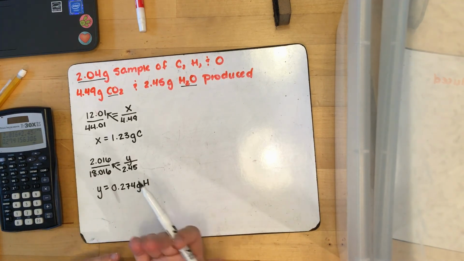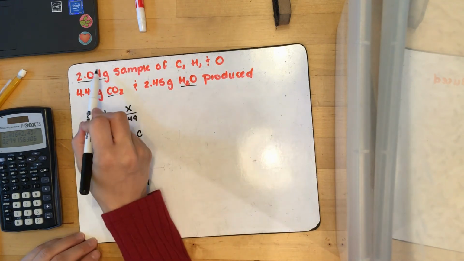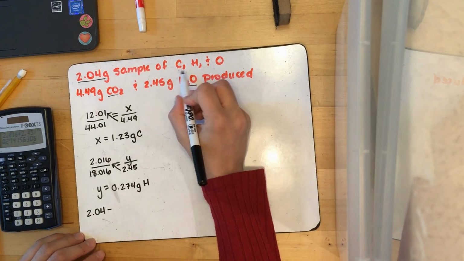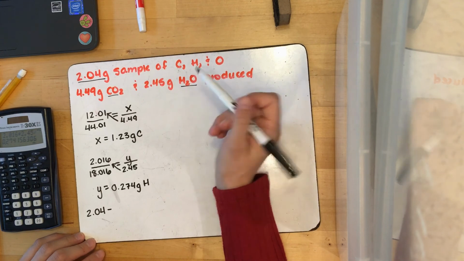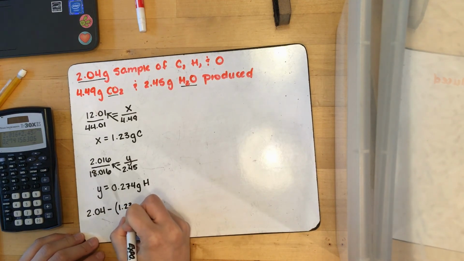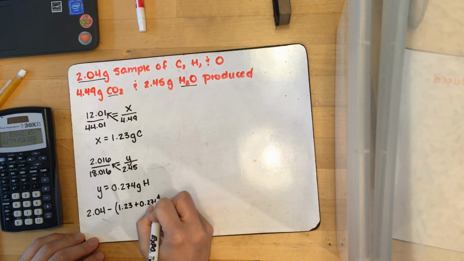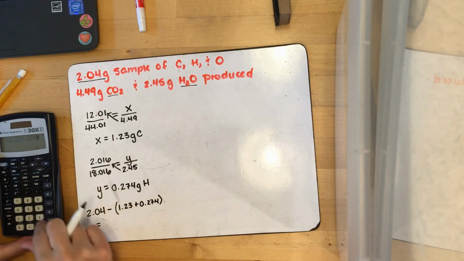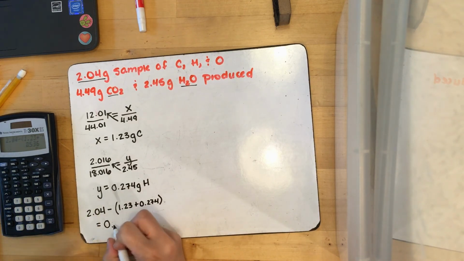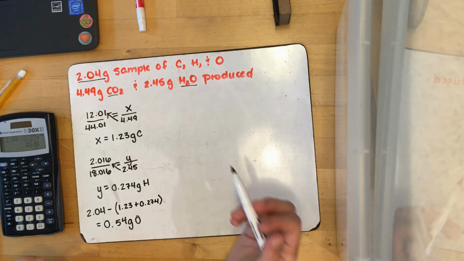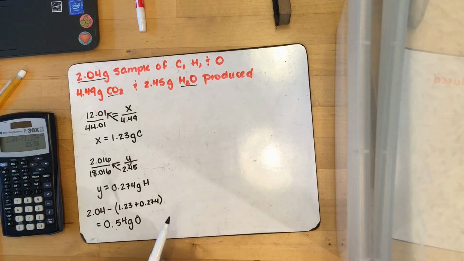Okay, so we found the mass of carbon and the mass of hydrogen. Now we need to find the mass of oxygen. In order to do that, we take the total amount from the sample and subtract the amount of carbon and hydrogen, because we know the sample only contained carbon, hydrogen, and oxygen. So whatever is not carbon and hydrogen in this 2.04 grams must be oxygen. So we can add those two up and subtract it from the total. And we get 0.54 grams of oxygen. All right, so we found the grams of carbon and hydrogen, and then we subtracted to find the grams of oxygen.